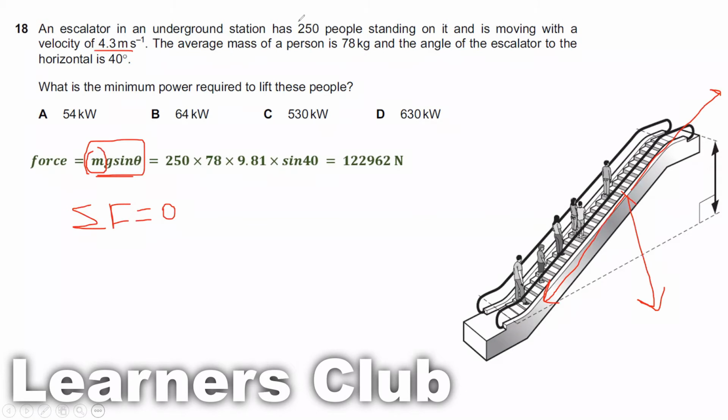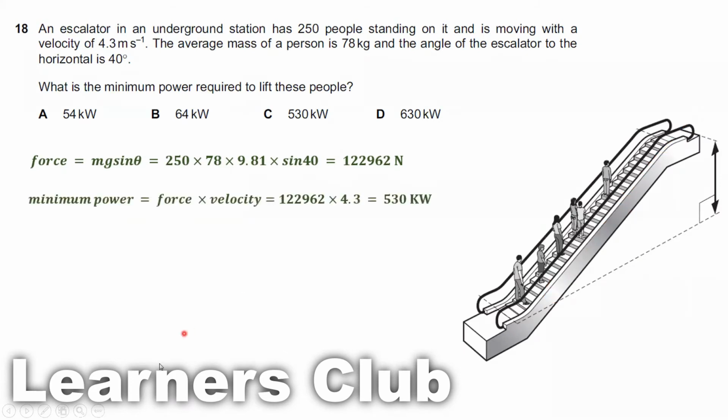The mass of 250 people will be 250 into 78. Then to find their weight, multiply by 9.81 into sine theta, where theta is 40 degrees. So we'll get the force as 122,962 Newton. So this is the force.